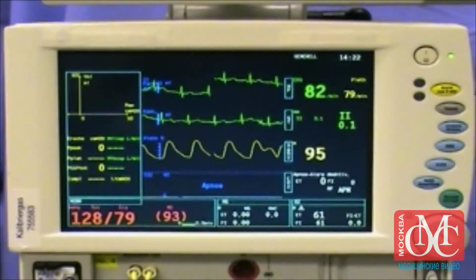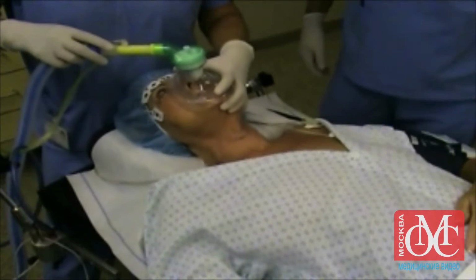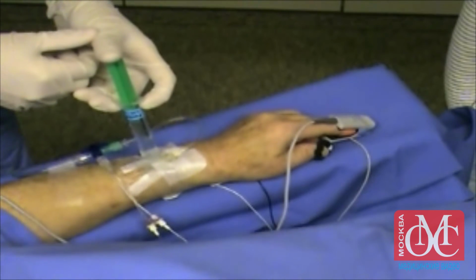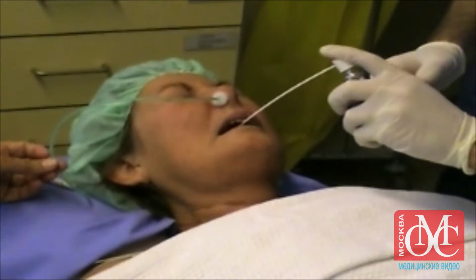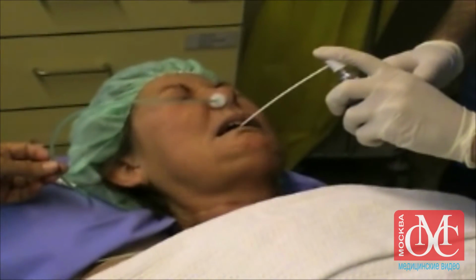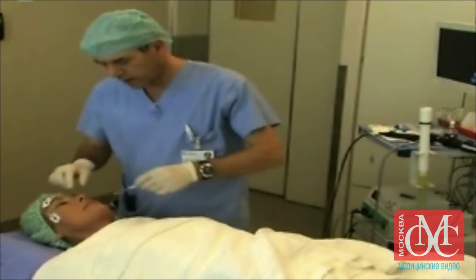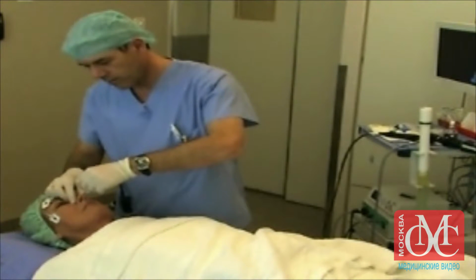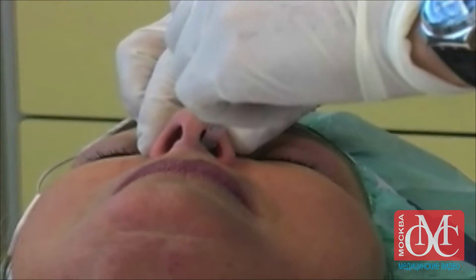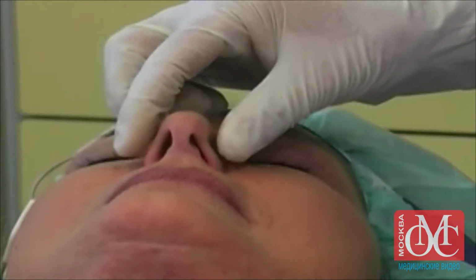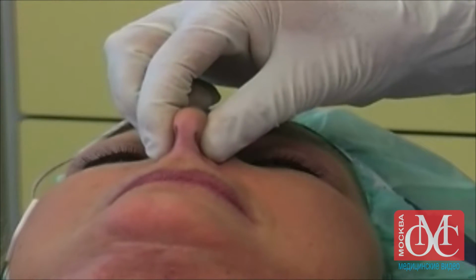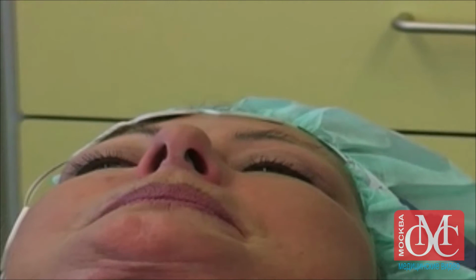While monitoring the patient, provide 100% oxygen by face mask, administer 2 micrograms per kilogram of fentanyl intravenously, and anesthetize the posterior pharyngeal wall with a topical anesthetic spray. Prepare the inferior nasal cavity by applying 0.25 milliliters of cocaine inside each nostril and close the patient's nose by pressing on both sides with your thumb or forefinger, or ask the patient to do this.